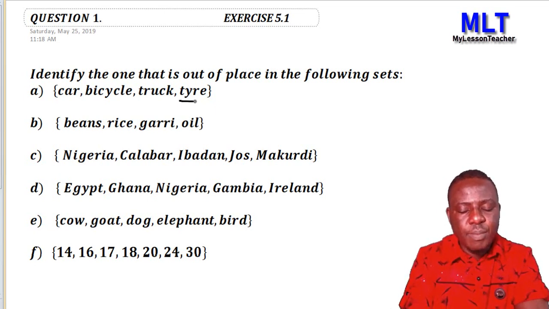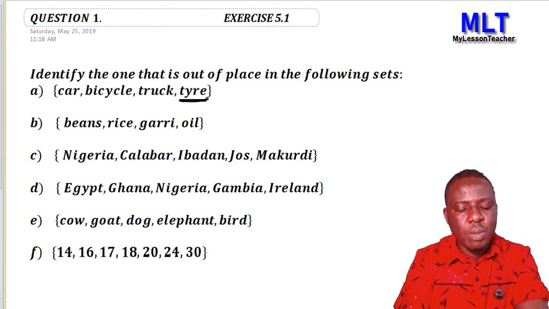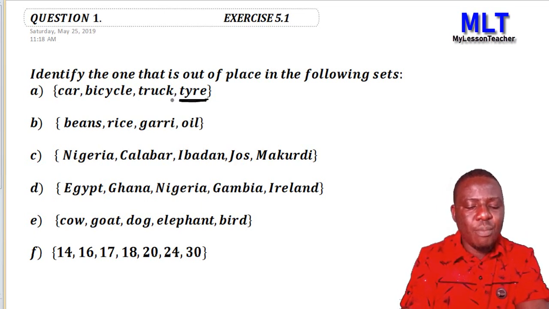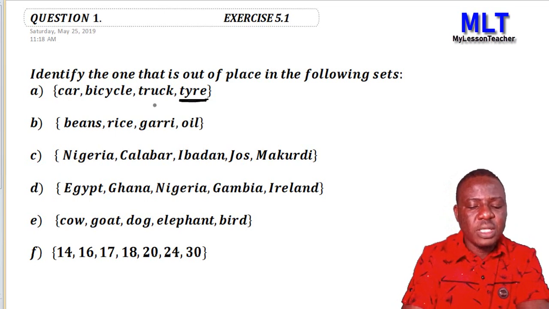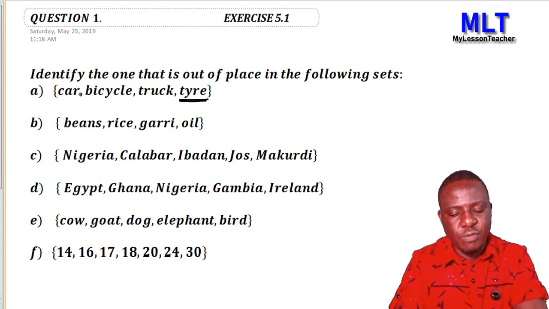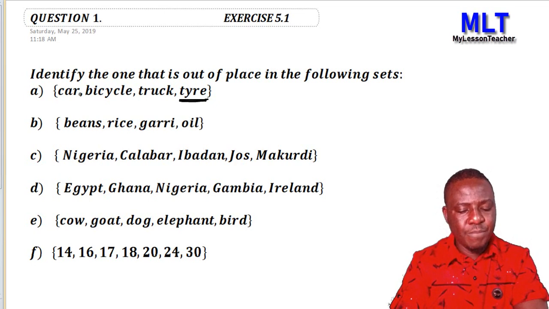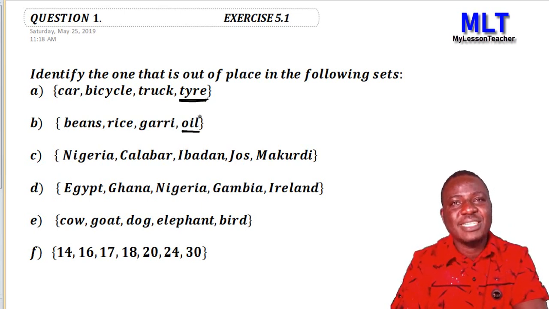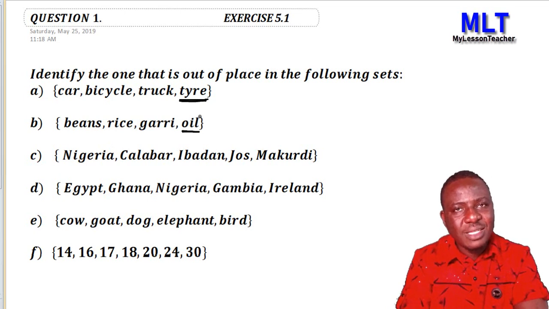I will go with tire. Tire is said to be odd because all these are means of transportation: the car, the bicycle, the truck. But the tire is a part of each of these that I've just made mention of. So I'll go with the tire. B, a set of items. We have the beans, the rice, gari, and oil. I think oil tends to be odd in this because while all these are solids, oil is said to be liquid. So that special characteristic differentiates them from oil.